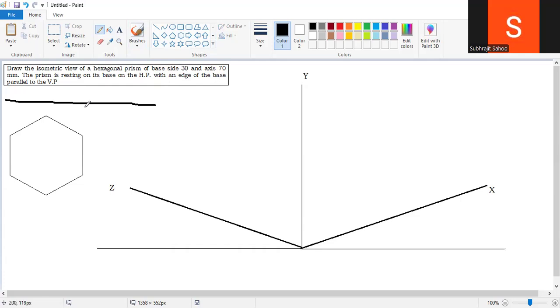If this is the reference line, is any side parallel to VP? No. This side is perpendicular to VP, and this side is not perpendicular, it is inclined. This side also the same, this side also inclined. That means here no side is parallel to VP. But in the question it is clearly mentioned: edge of the base parallel to VP. That means this type of position is not correct for this question. Sir, what is the position? Very simple, I have told you several times. Just change the position here.